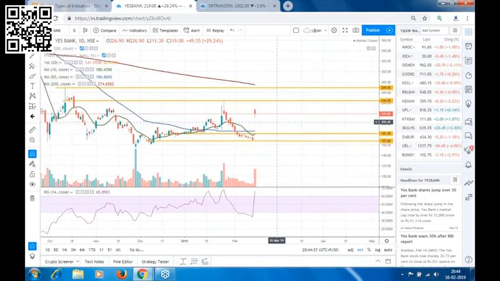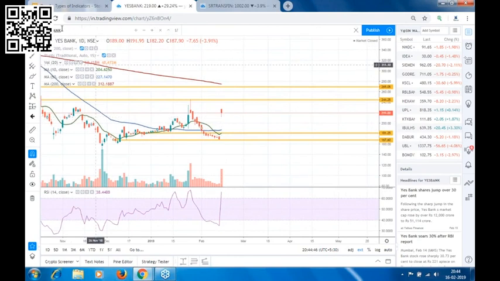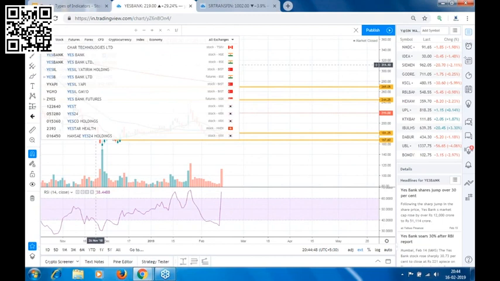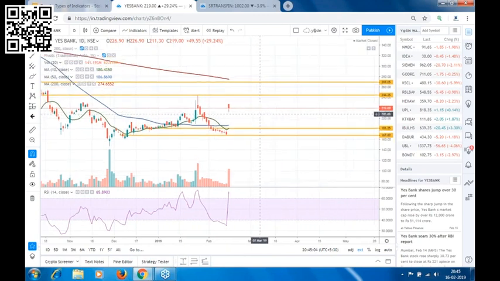This is not the correct chart that I'm seeing in Yes Bank. Why is this happening? Some problem? There was this big green candle, bullish candle. I'm not able to see that. Yes Bank, I will let you know. Let me check it on Chart Nexus, then I'll let you know.